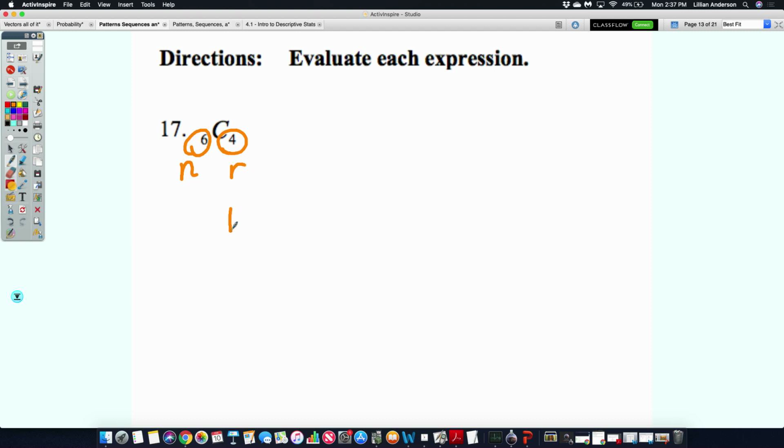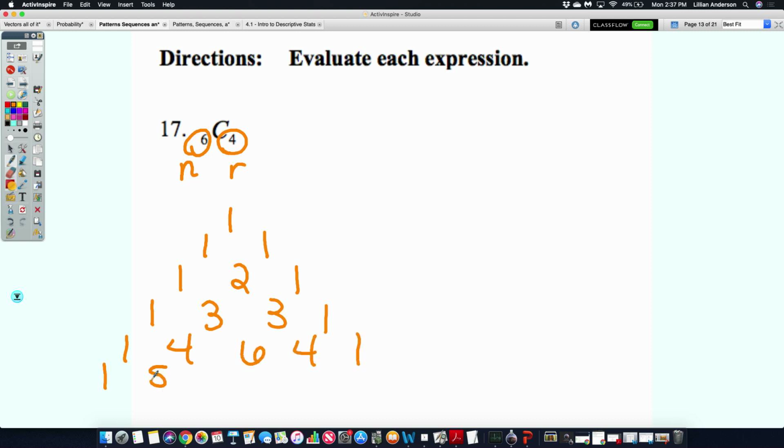Pascal's triangle has an array of 1s on the outside, and how do you get the numbers in the middle? You add them up. This will be 1, 3, 3, 1. The next one, 1, 4, 6, 4, 1. Next, 1, 5, 10, 10, 5, 1. And 1, 6, 15, 20, 15, 6, 1.